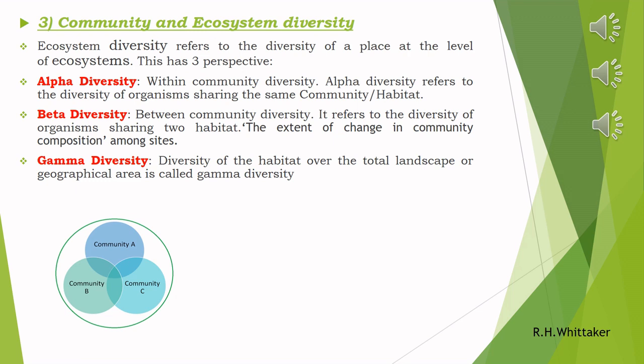Next is beta diversity. It is between community diversity. It refers to the diversity of organisms sharing 2 habitats, the extent of change in community composition among sites. The third one is gamma diversity. It is the diversity of the habitat over the total landscape or geographical area, and it is called gamma diversity.